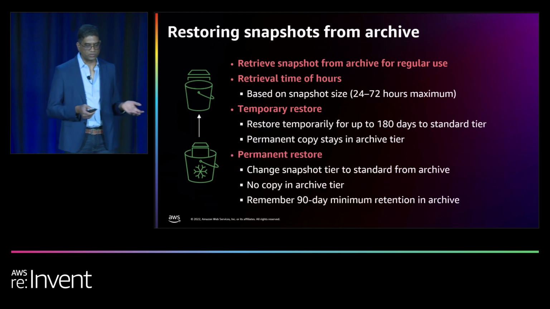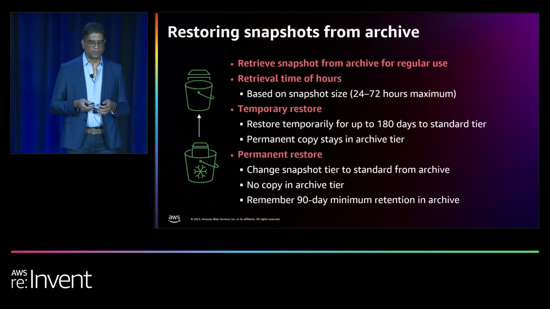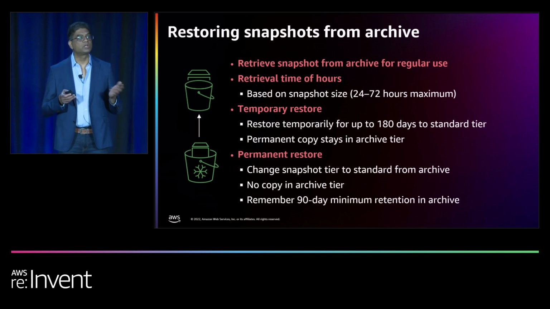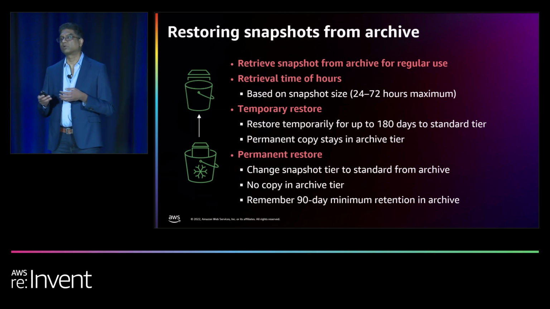In case of a permanent restore, it actually changes the tier state of the snapshot from archive tier to standard tier permanently. And there's no more copy of that snapshot left in archive tier. But you do need to remember that when you restore, there's a minimum of 90 days, so you end up paying a penalty if you try to restore it before the 90-day period.